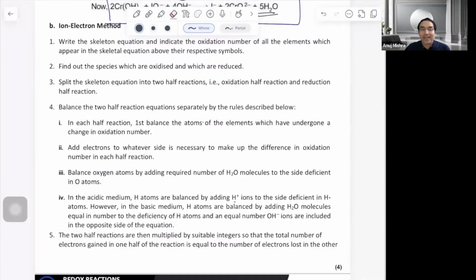Add electrons to whatever side is necessary to make up the difference in oxidation number in each half reaction. Point number 3. Balance oxygen atoms by adding the required number of water molecules to the side deficient in oxygen atoms.